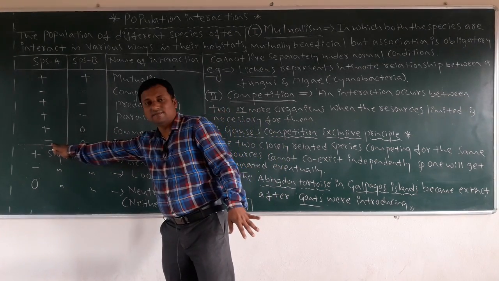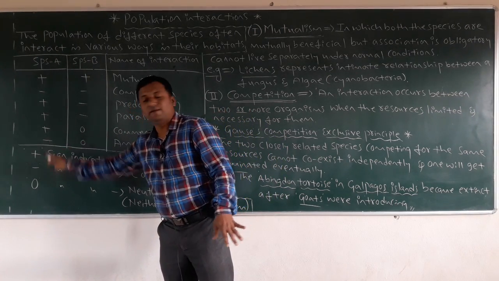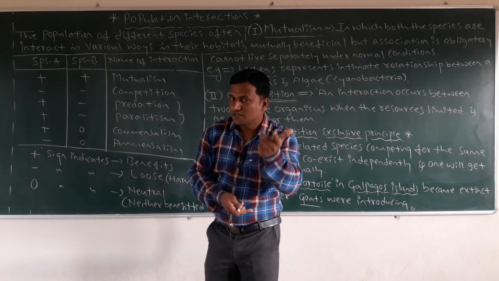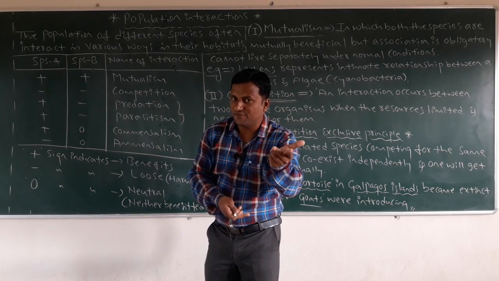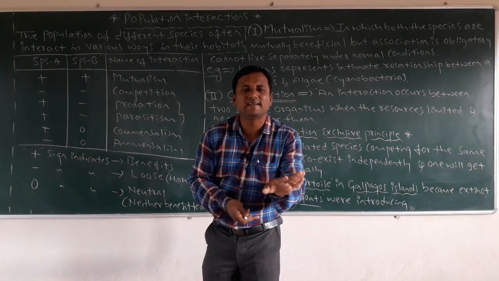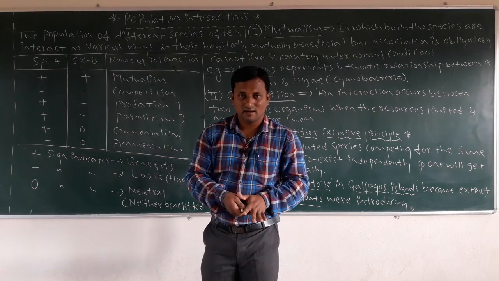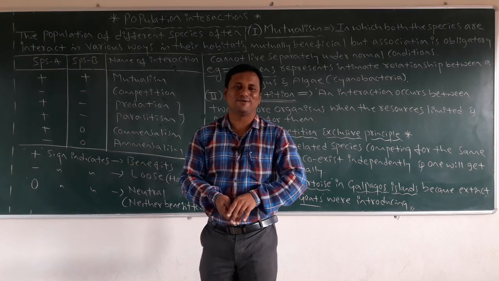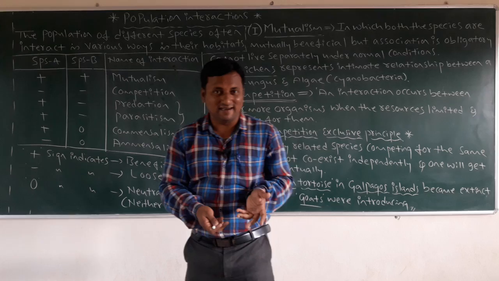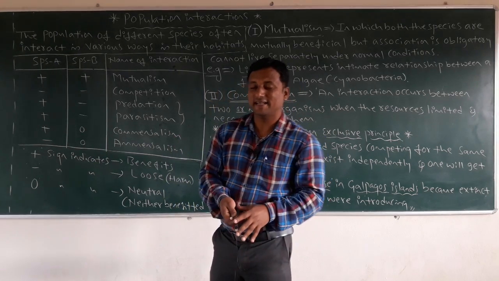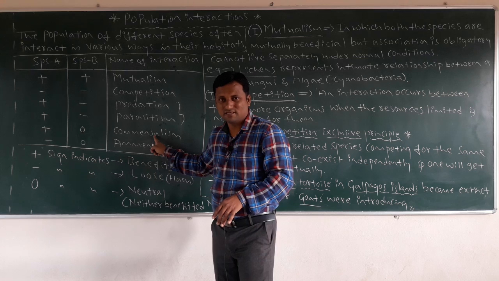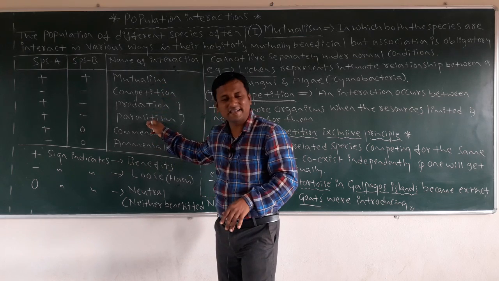Amensalism. Nothing but one species is neither benefited nor harmed, but another species is completely harmed. Like that, interactions are also going on. When you get the idea from the examples, then you will understand what's going on in amensalism and commensalism, because these are all very easy concepts.